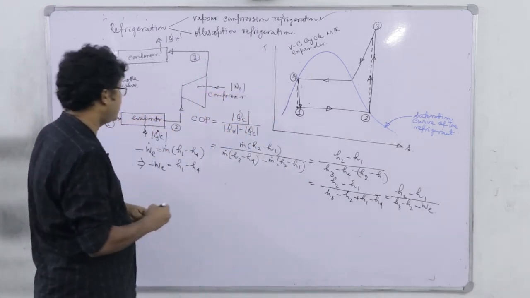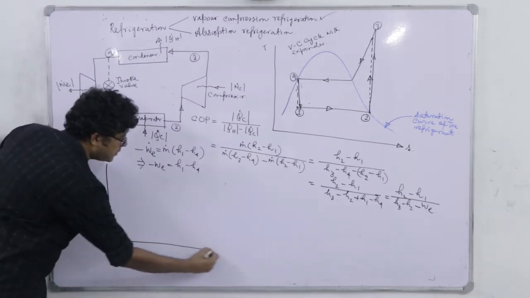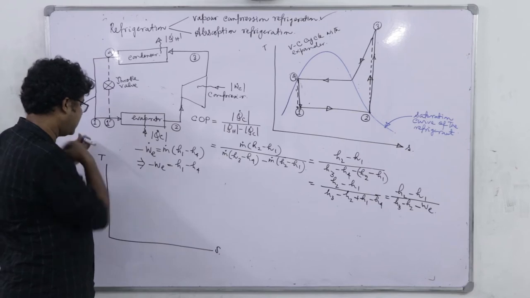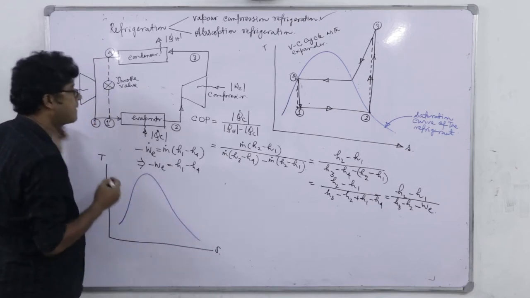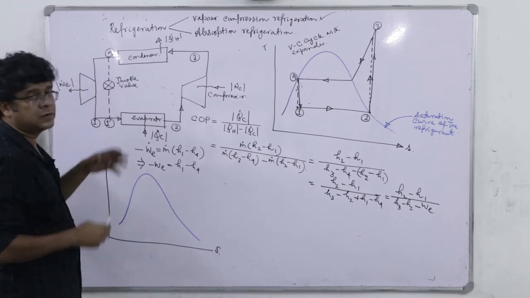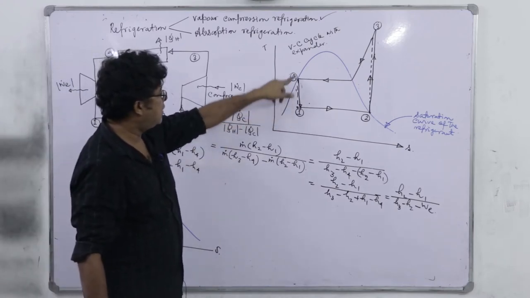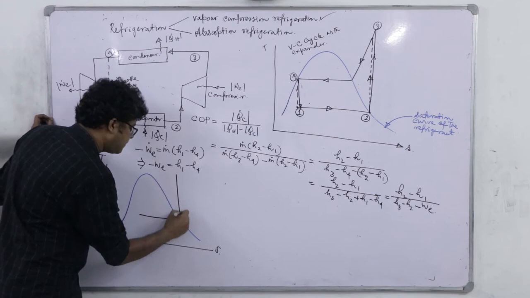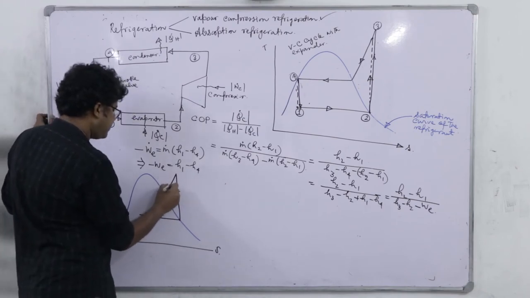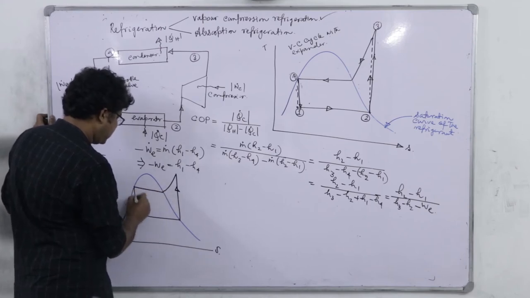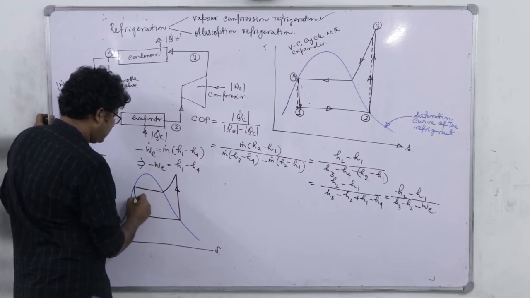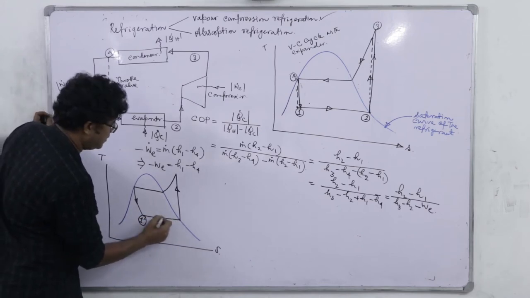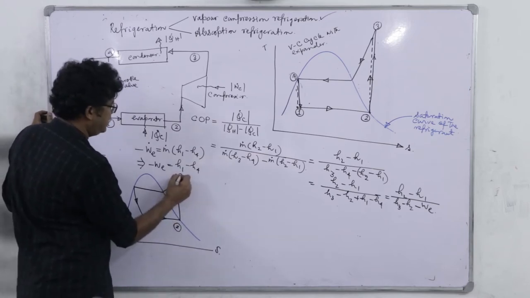Now, on the other hand, if I use throttling, you see again the same saturation curve, and throttling is inherently irreversible. So, we cannot have any vertical analog of this 4 to 1 here. So, what will happen? This will start from this. We consider isentropic expansion, condensation, and this will be the throttling process, right. So, this is 1 prime, then here it is 2, then 3, then 4.